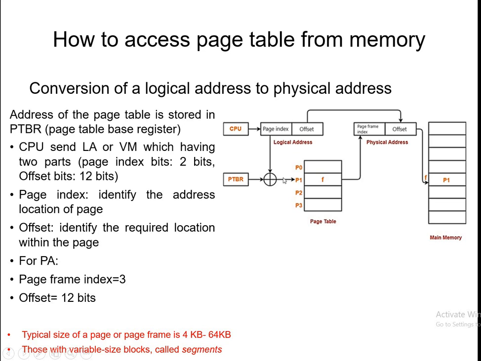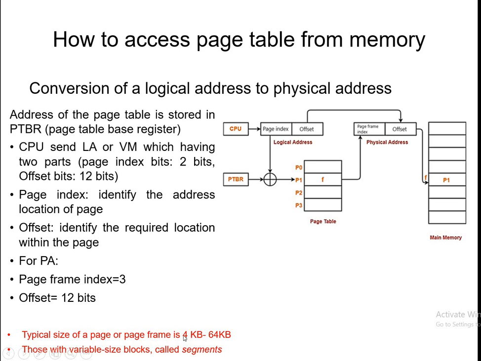So the number of bits in the page index comes from the logical address, and these bits depend upon how many pages there are. Here we are considering one example in which we have 4 pages in the page table, and 8 frames in the main memory. With the help of this simple example, we will try to understand how a logical address can be converted into a physical address.